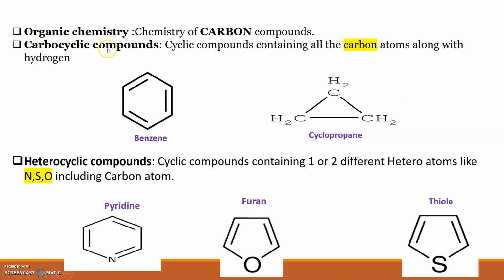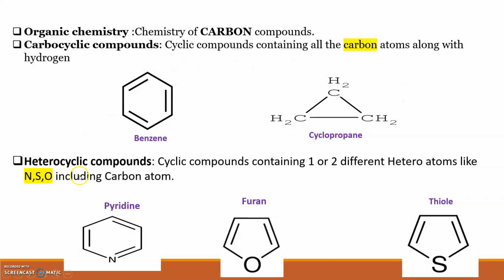Carbo plus cyclic means cyclic compounds containing all carbon atoms along with hydrogen. Suppose this is the example of benzene. We see the molecular formula of benzene is C6H6, which means all carbons along with hydrogen atoms. Another example is cyclopropane. Cyclopropane indicates three carbon atoms and six hydrogen atoms. So carbocyclic compounds are compounds containing carbon atoms along with hydrogen.